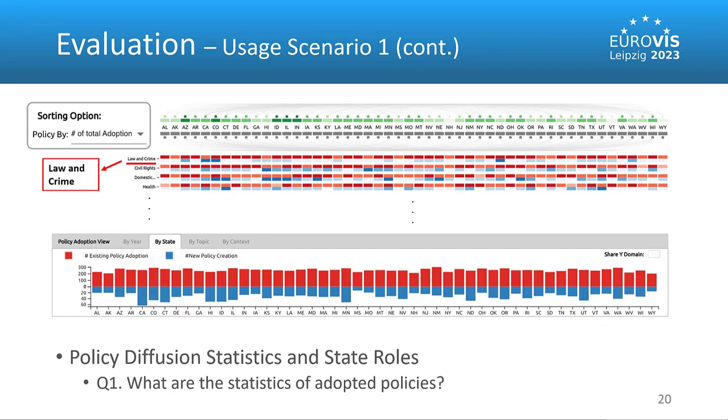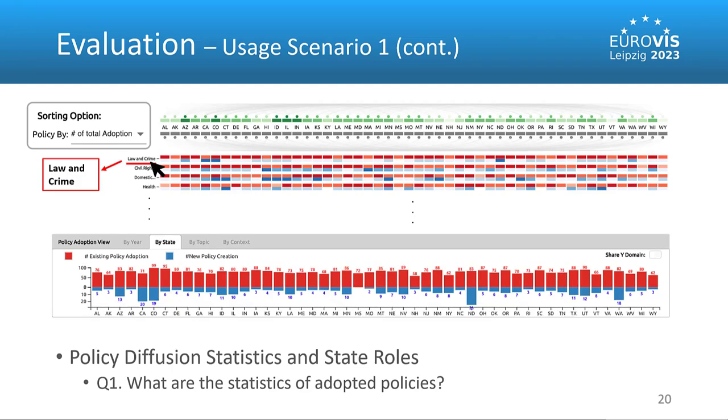Next, when the user hovers the mouse over the label in the metrics view, its interaction affects the other views. For example, the by state chart in the policy adoption view now shows how many states adopted or created by state. The user can check California, Colorado, North Dakota, and Washington created many law and crime policies.